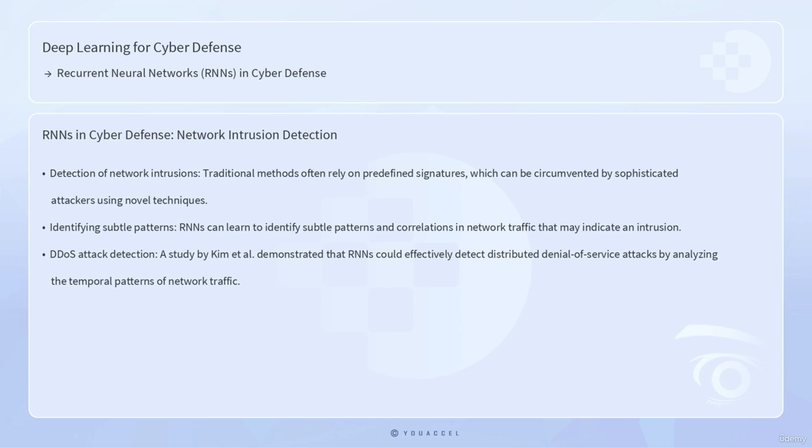For example, a study by Kim et al. demonstrated that RNNs could effectively detect distributed denial-of-service attacks by analyzing the temporal patterns of network traffic. By training the RNN on normal traffic patterns, the system was able to identify deviations that corresponded to DDoS attacks with high accuracy.